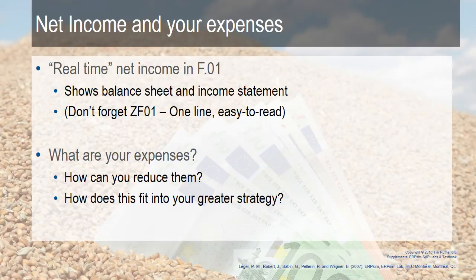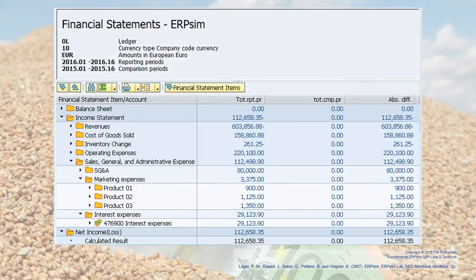This should be a role within your company, someone watching your expenses. How can you reduce them, and how does it fit within your greater strategy? Sometimes you have to spend money to make money. So are you actually making money as your expenses are going up? So look at your financial statement, F.01, and you can see some of the expenses.